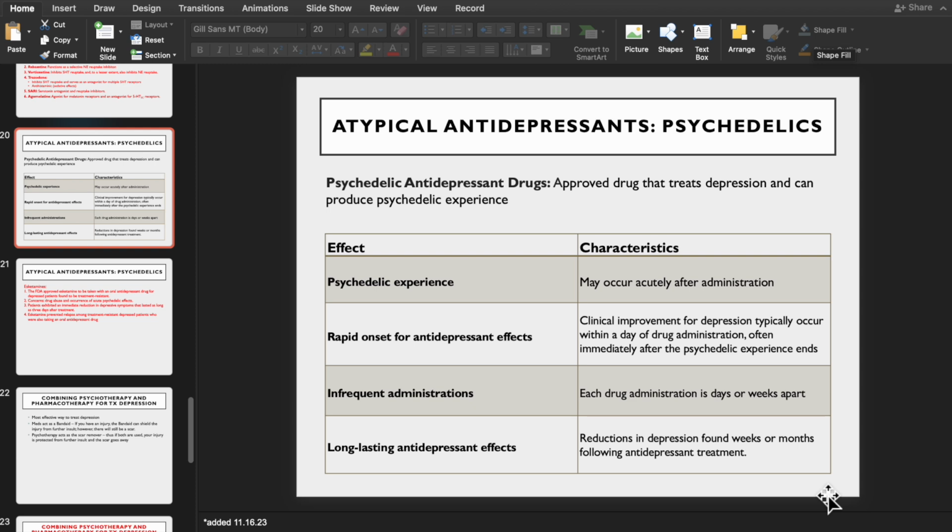Psychedelic benefits also include that they don't have to be taken daily. They can be administered days or weeks apart. And lastly, they have a longer lasting effect than other classes of meds. Depression has been reported to reduce after weeks or months.